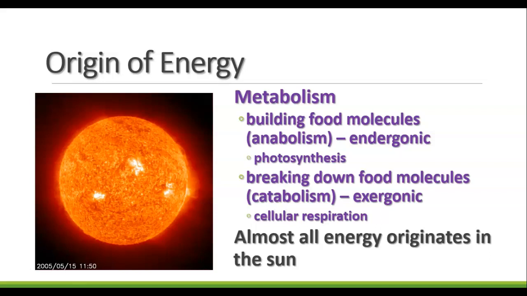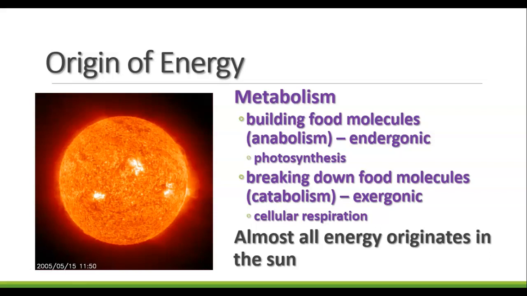Now, not every organism can build their own food molecules. This is an anabolic process. It is endergonic. It requires an input of energy. And the main source of these molecules that are built, that all other organisms have to consume, is called photosynthesis.